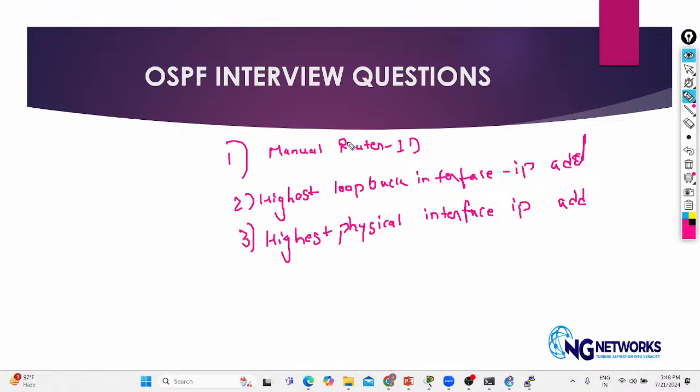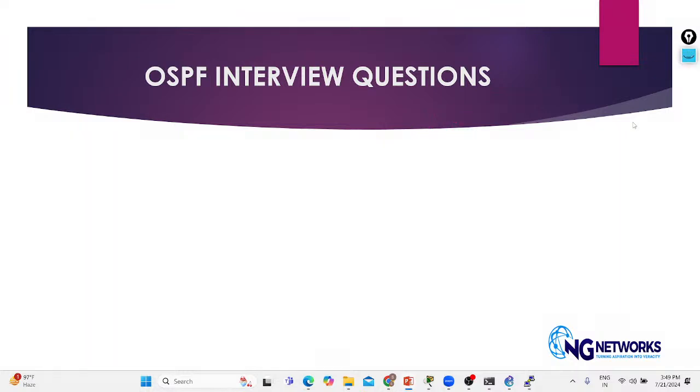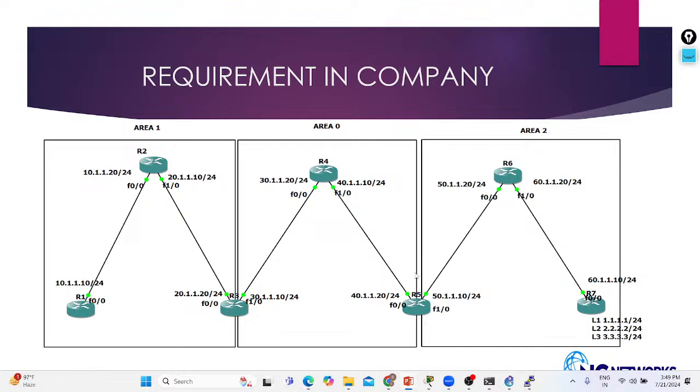First of all, manually you can give any value from 1.1.1.1 to 255.255.255.255, the whole IPv4 range is included. For a loopback, for example, if I have a router with physical interfaces as well, and I have taken loopback 1, loopback 2, loopback 3, then the one with the highest loopback address will be considered as the router ID of that router. If I show you on R7, I have taken loopback 3. So the router ID shown on R7 was 3.3.3.3 itself.